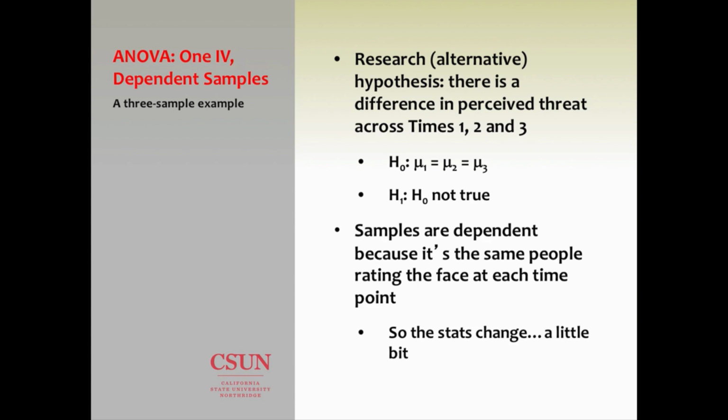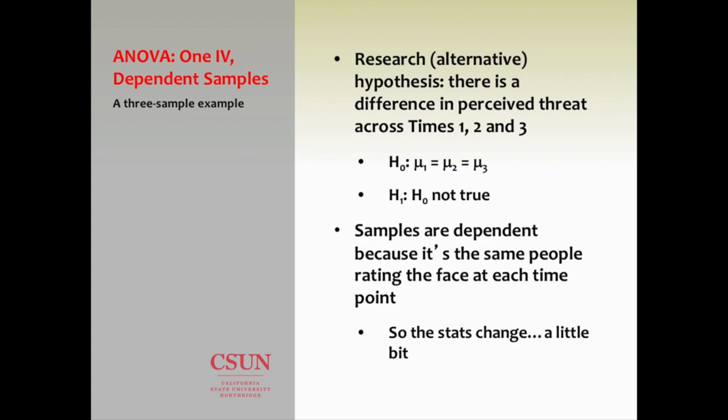And again, in the alternative hypothesis, you cannot put mu1 not equal to mu2 not equal to mu3. That's the wrong way to do it, because then you're implying that all three means are unequal to each other, when there could be a difference between times 1 and 2, but not 3, or something like that. So to simplify, we just say for the alternative hypothesis that the null is not true.